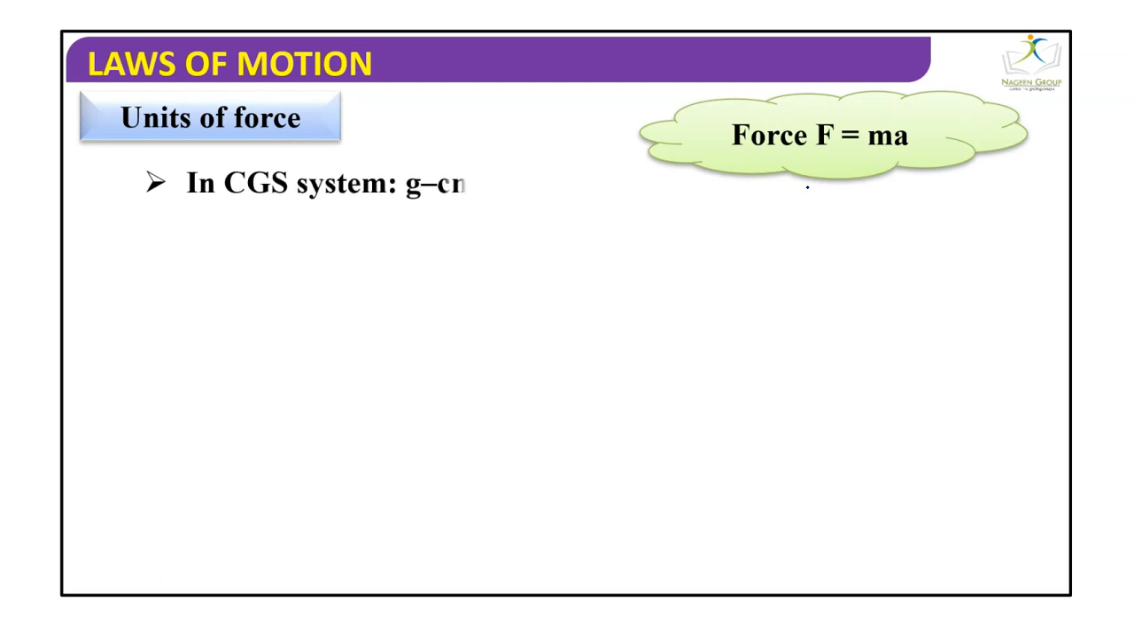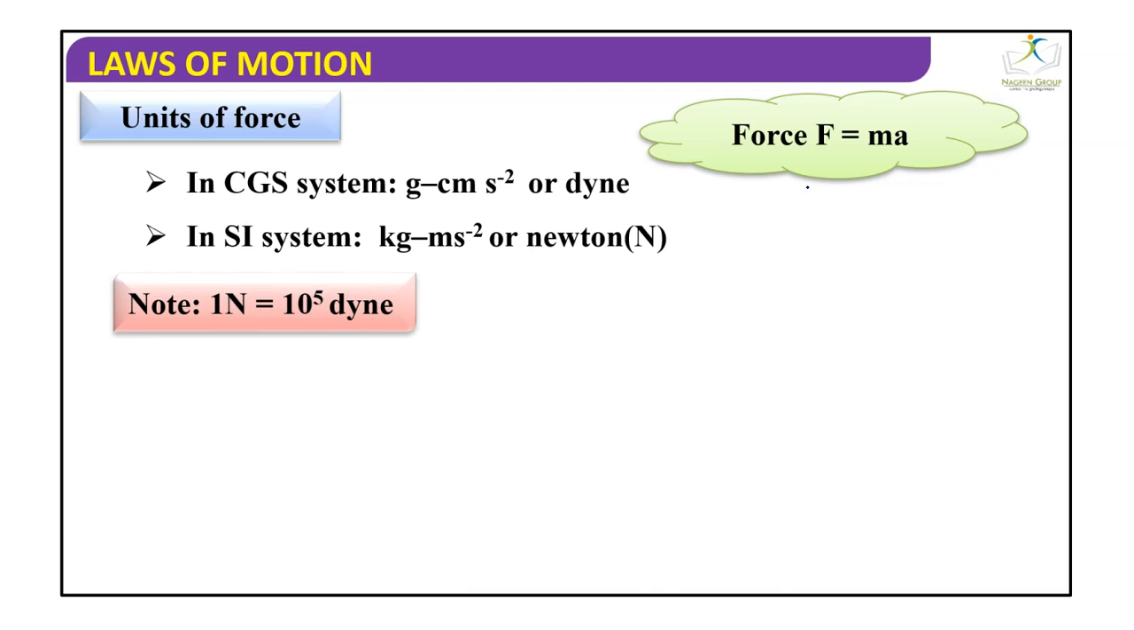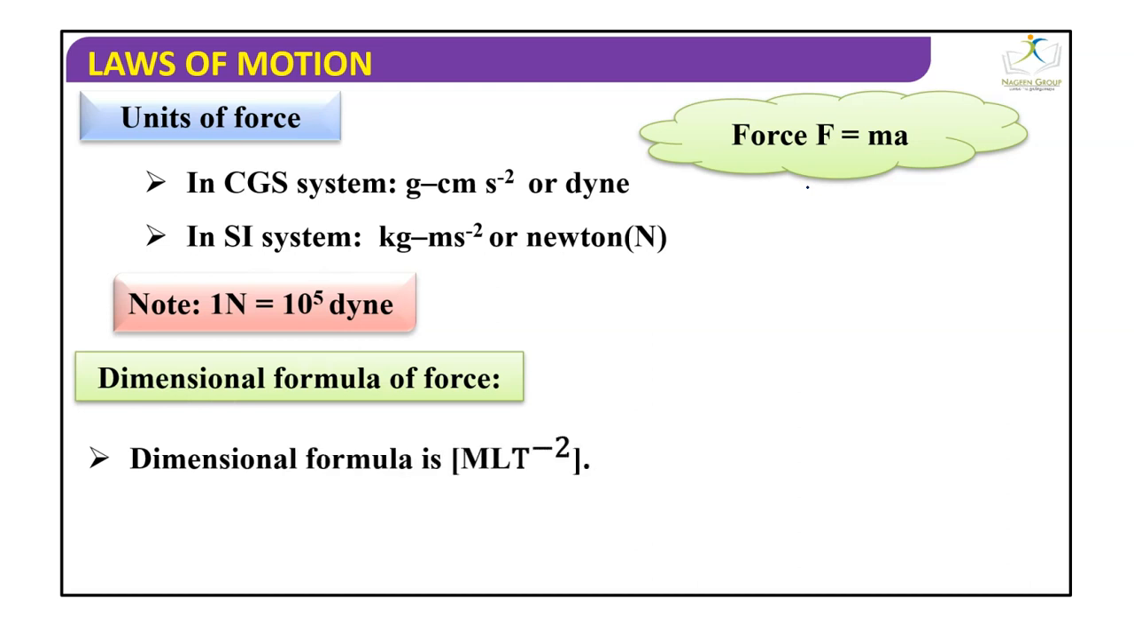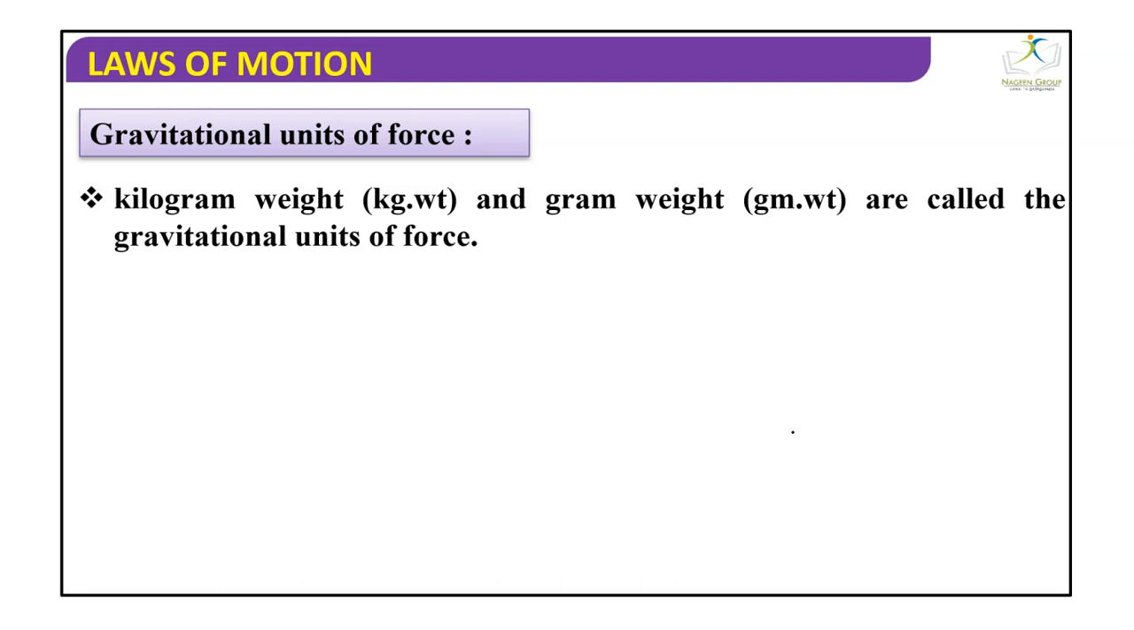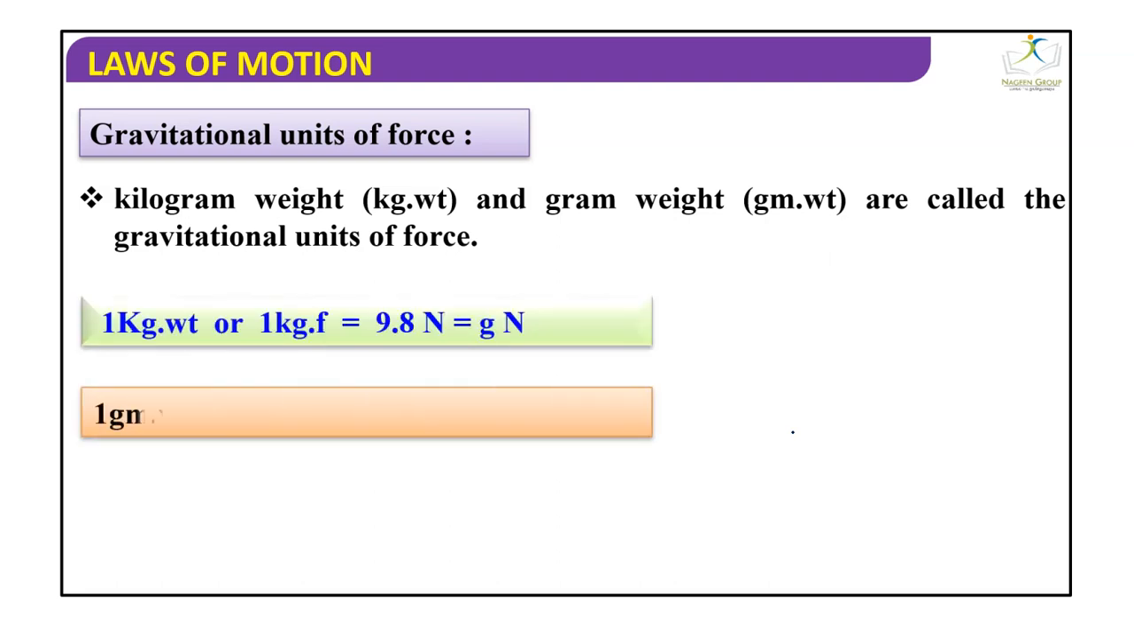The unit of force, as we know, is gram centimeter per second square or dyne in the CGS system, and kg meter per second square or Newton in the SI system. 1 Newton is equal to 10 to the power 5 dyne, and the dimensional formula, I hope you remember students, is MLT to the power minus 2. Gravitational units of force are kilogram weight and gram weight. 1 kg weight or kgf is 9.8 or g Newton. 1 gram weight or gmf is 980 or g dyne.